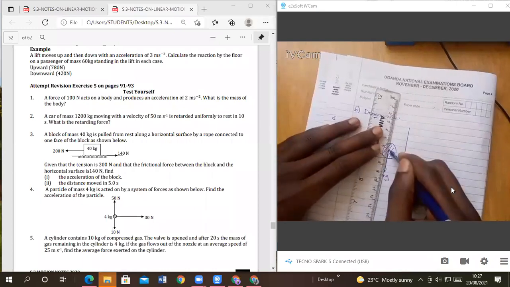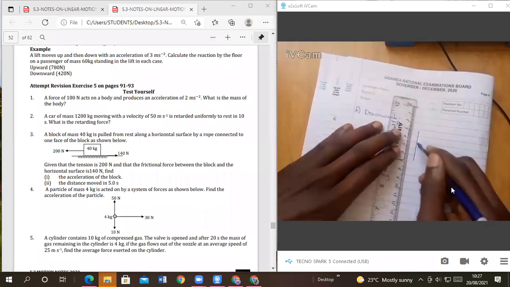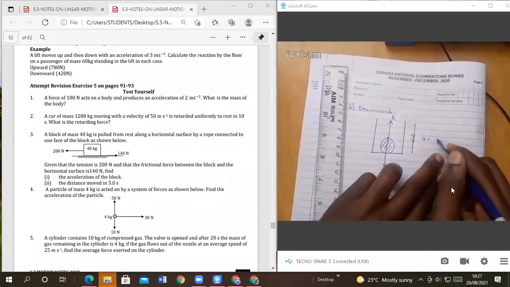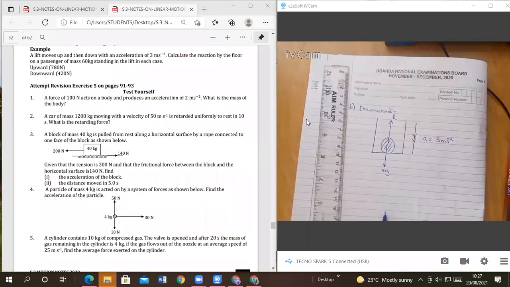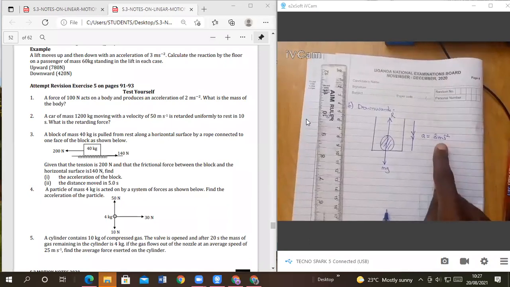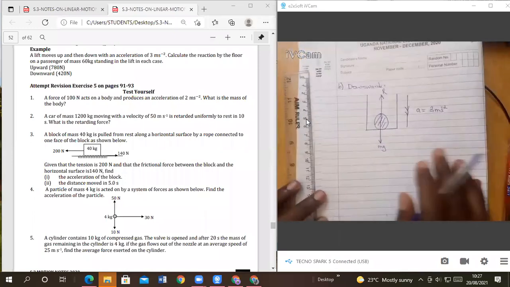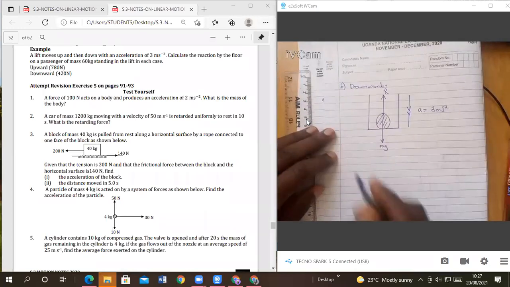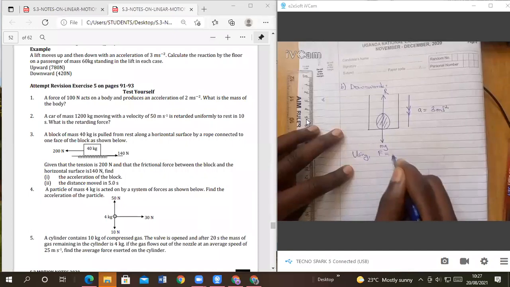Mg. The reaction is there, R. This time the lift is moving downward. So our acceleration is still going to be 3 meters per second squared, because they say the lift moves up and then down with an acceleration of 3. So acceleration will still be 3. Okay? Yes, teacher.